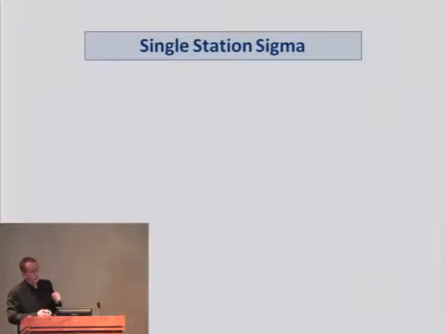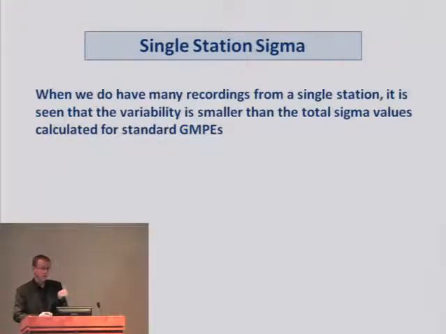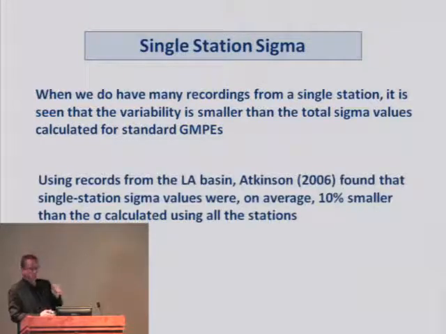Now, if you look at single station sigma, that basically means you take repeated recordings at a single location, many, many earthquakes at one site, and we can now finally do this because there are enough sites around the world starting to have a sufficiently large number of recordings to allow some statistics to be done. We can look at what the variability at an individual site may be.